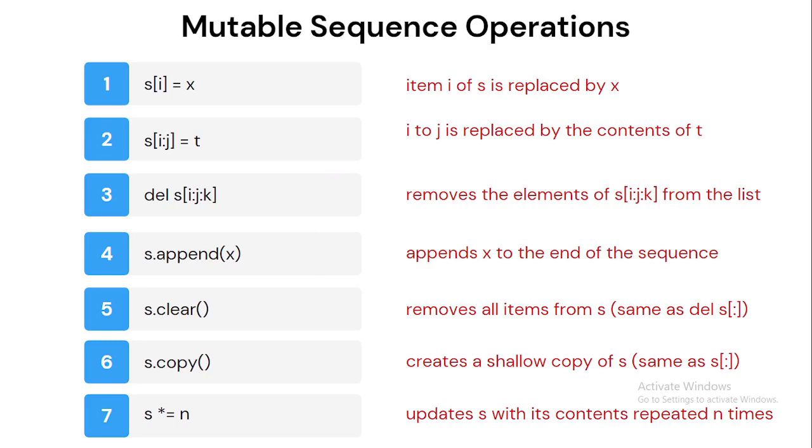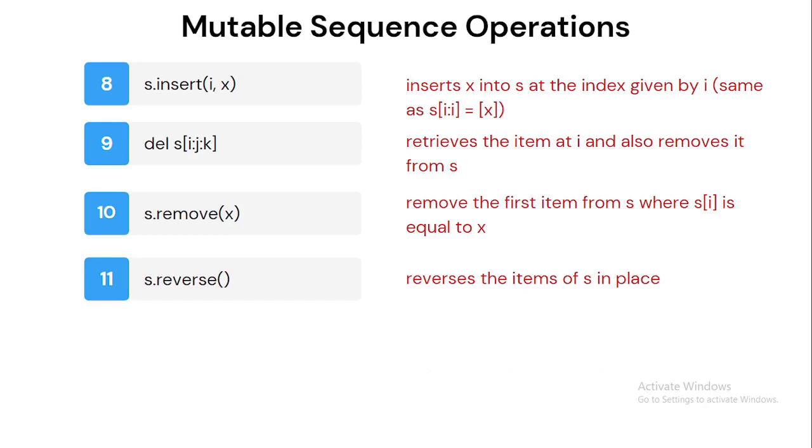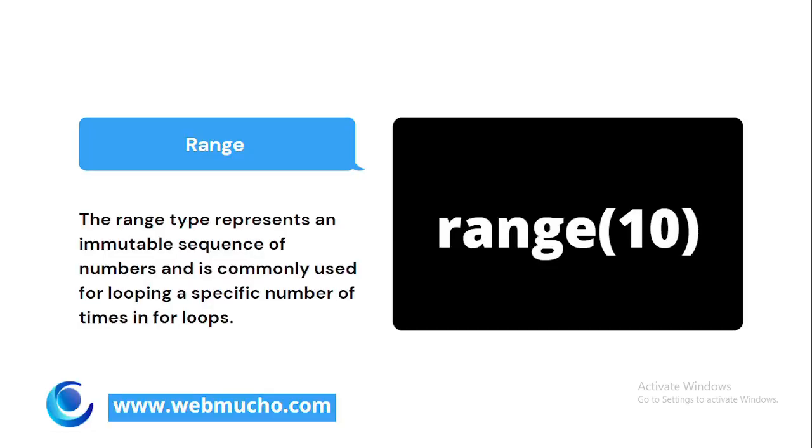Before that, let me make mention, I told you that a mutable data set like a list allows you to perform several operations on them. So you can access the index, you can replace content, you can remove, you can append, you can copy, you can insert, you can delete, you can reverse, and so on, which an immutable sequence data type like a tuple will not allow you. The range type of data represents an immutable sequence of numbers and is commonly used for looping a specific number of times in for loops. So it's immutable, like I have mentioned, and it's commonly used when you are looping through a specific number.